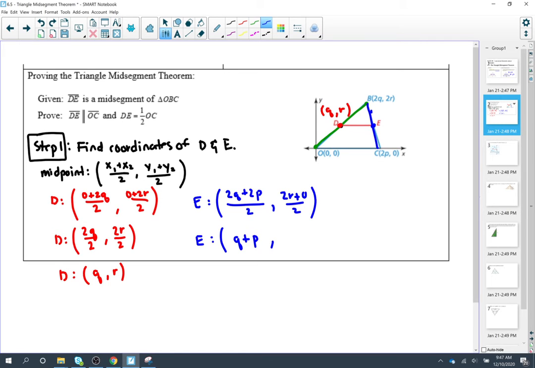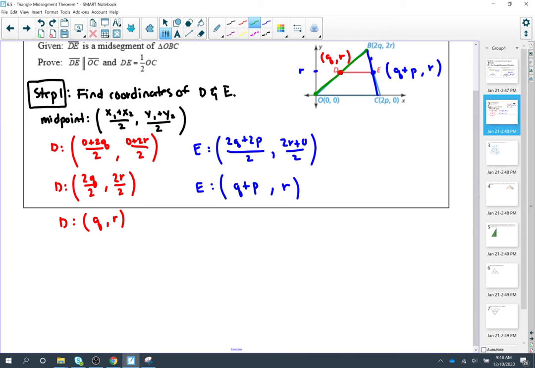Then 2r plus 0 is 2r. We're going to divide that by 2, so that's going to get us r. So I know the coordinates of E over here are q plus p, comma, r. And notice that if this is from 0 to 0, and this is from r to r, these are at the same height here, which is r. But anyways, that's step 1. We found the coordinates.